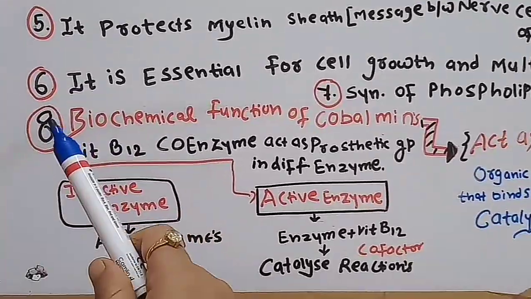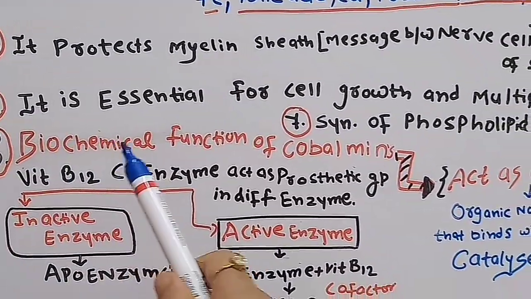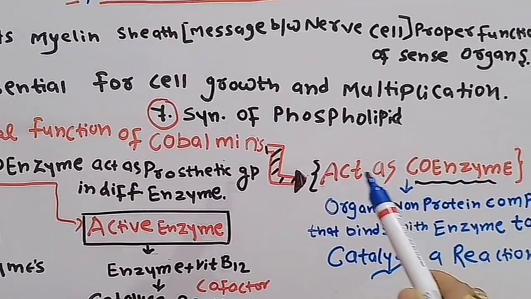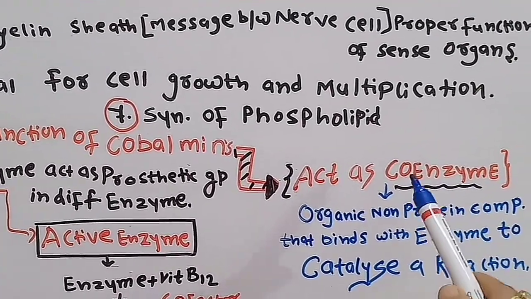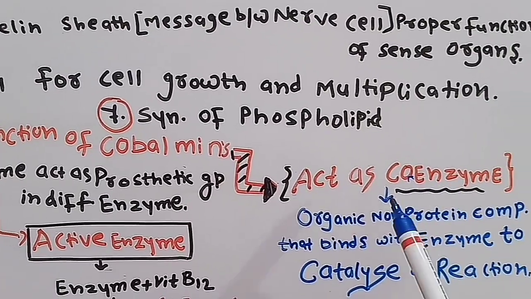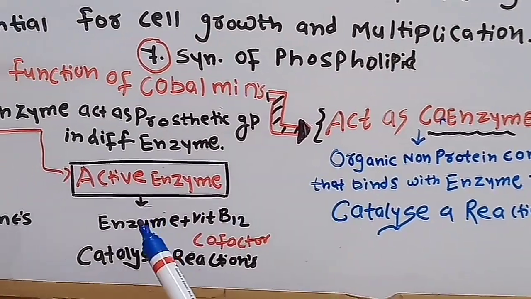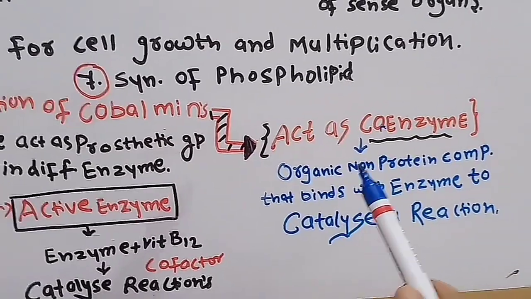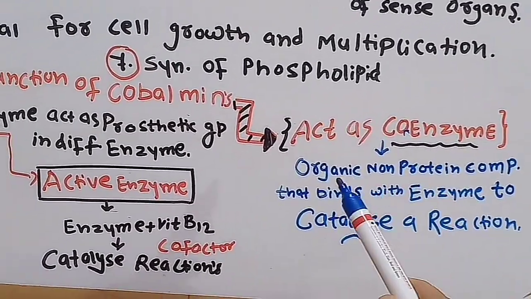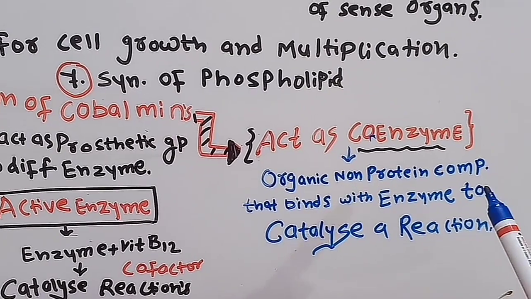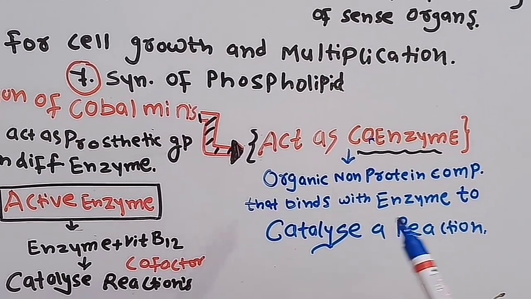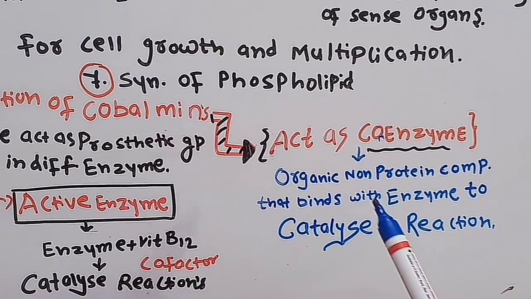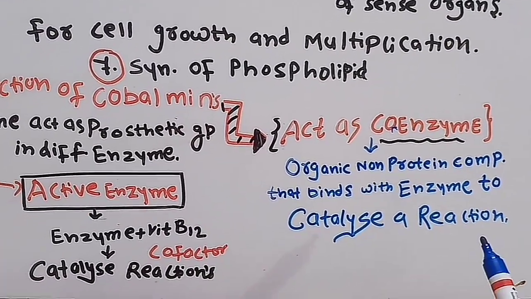Then the most important function: the biochemical function of the cobalamins is that they act as coenzymes. So what is a coenzyme? As the word itself is co plus enzyme, they combine with the enzymes to catalyze the various reactions. We can define it as: coenzymes are organic non-protein compounds that bind with the enzyme to catalyze a reaction, means they attach with different enzymes and help to catalyze a reaction.